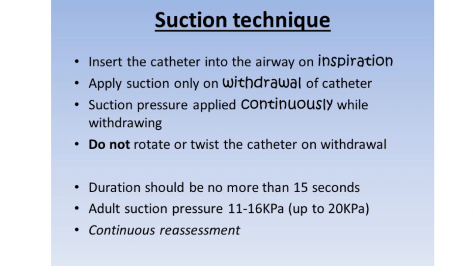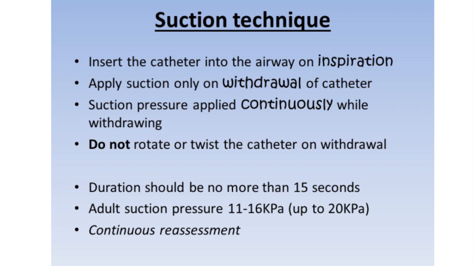Okay, so this is quite broad here because again we will go into these individual routes in the practical element. But we insert the catheter into the airway on inspiration. We apply suction only on withdrawal of the catheter. Suction pressure should be applied continuously while withdrawing. Do not rotate or twist the catheter on withdrawal. The duration should be no more than 15 seconds. In an adult, the maximum pressure is up to 20 kPa.